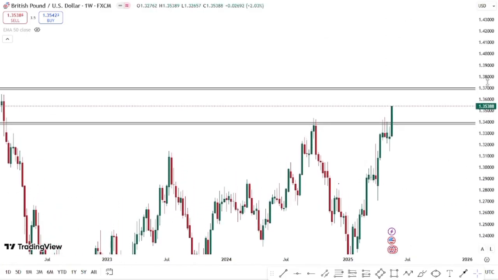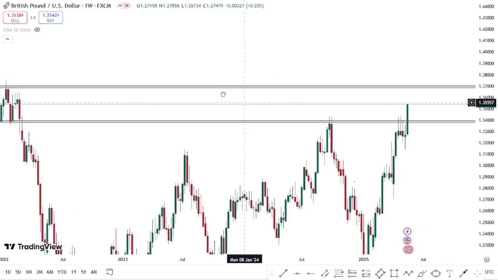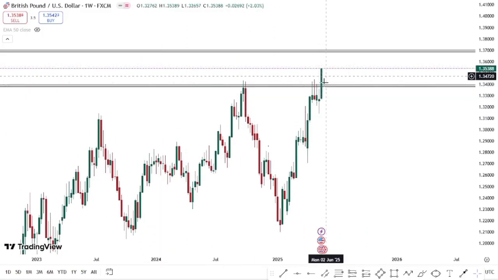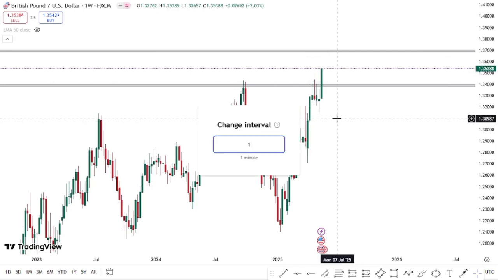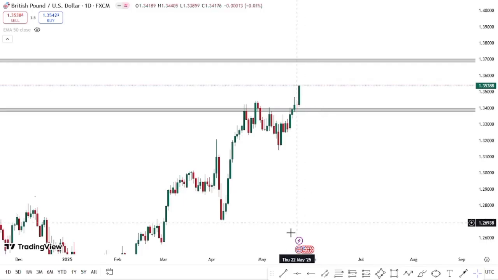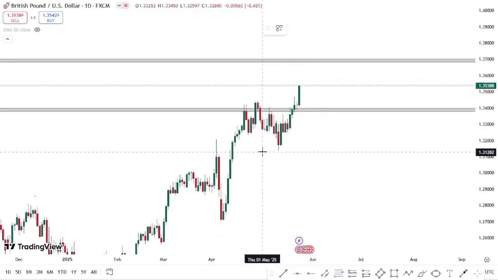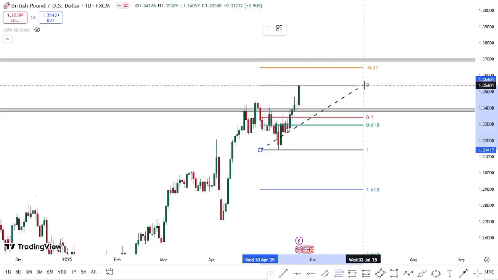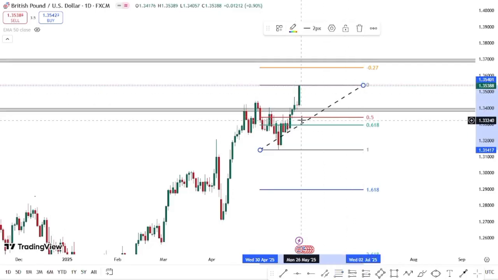Our next target for GBP USD should be at 1.3700. I repeat, 1.3700 on GBP USD. So now that we've established that GBP USD wants to keep heading higher, if I go down to my daily time frame to ascertain what is happening, ideally I should be expecting GBP USD on a daily time frame to come back into this zone, of which it is impossible.